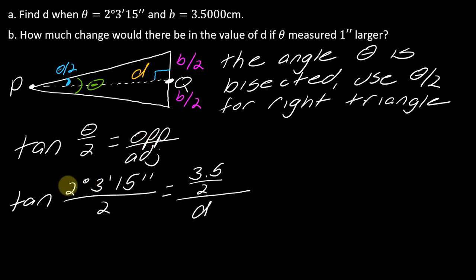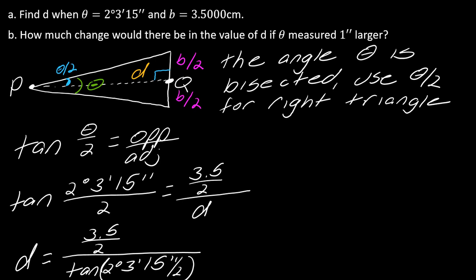I'm going to take my theta, which is 2 degrees, 3 minutes, and 15 seconds, and divide that by 2. The opposite side is 3.5 divided by 2, so I've plugged that in. And remember, d is what I'm trying to solve for. I'd recommend that you leave everything in these fractional forms until the last minute when you're ready to calculate. So let's solve for d. It's really just rearranging: d equals 3.5 over 2, divided by the tangent of theta over 2. This is what I want to plug into my calculator.